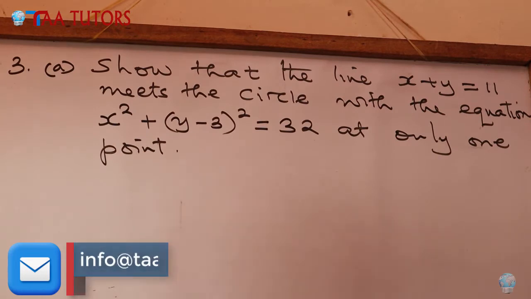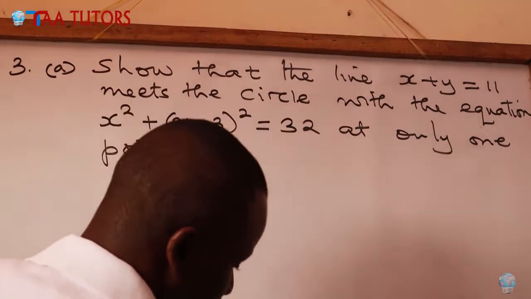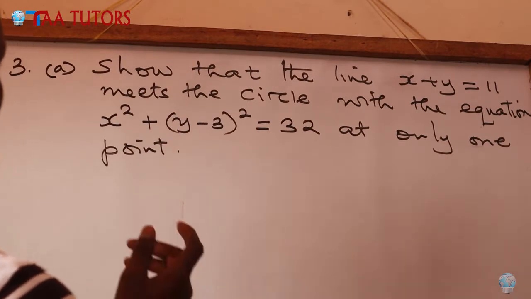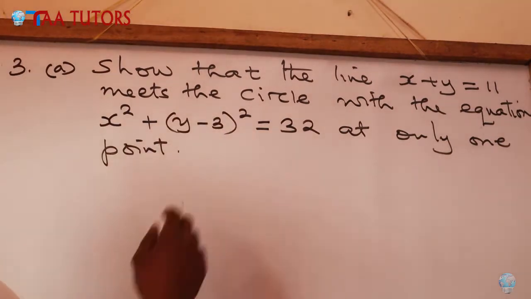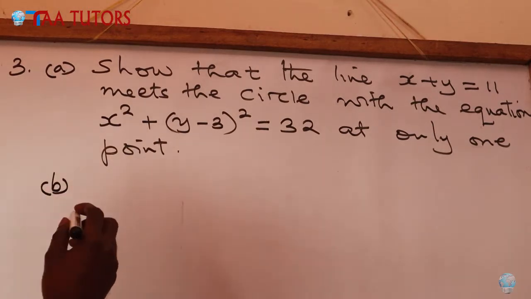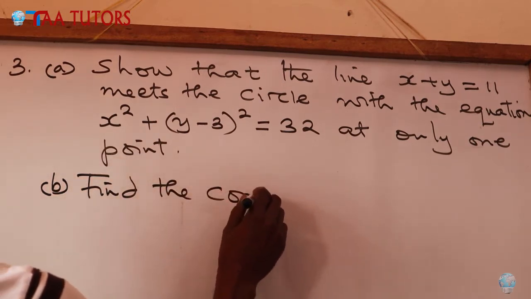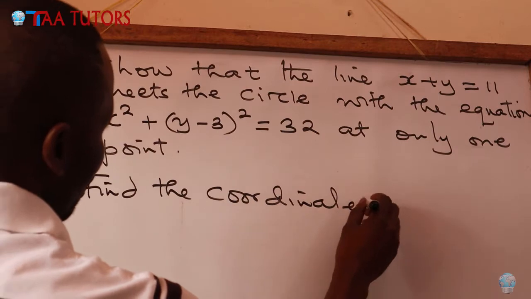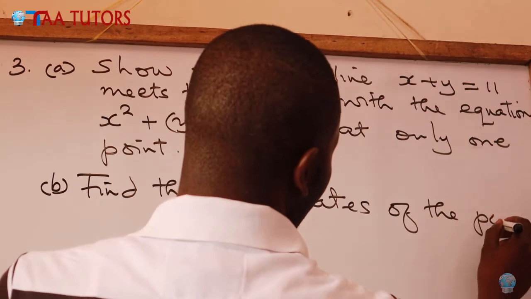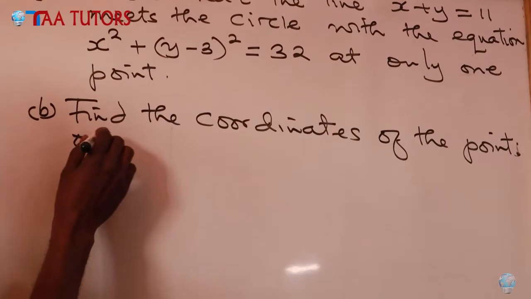Now, viewers, we have been told to determine that the line x plus y equals 11 meets the circle with equation x squared plus (y minus 3) squared equals 32 at only one point. Part B is asking us to find the coordinates of the point. Find the coordinates of the point of intersection.